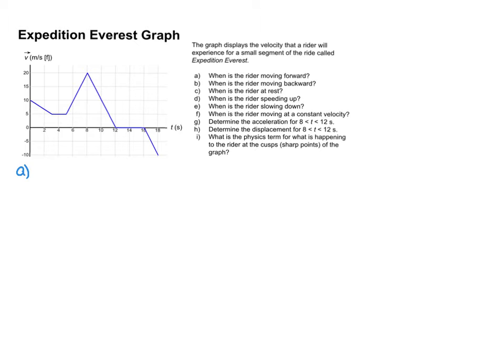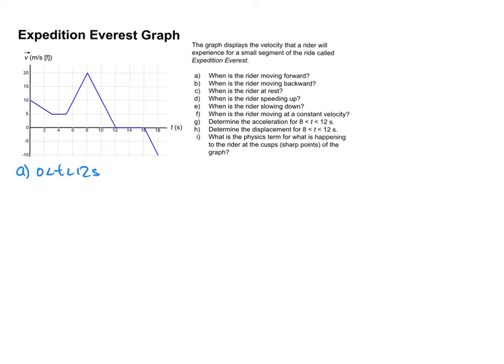meters per second forward. And then a few seconds later, it looks like the velocity has decreased to 5 meters per second, but it's still going forward. And then at 8 seconds, for example, the velocity is 20 meters per second forward. So at all of these times, it looks like up until 12 seconds, the velocity is always going to have a positive forward value. So the answer to part A is from 0 to 12 seconds.